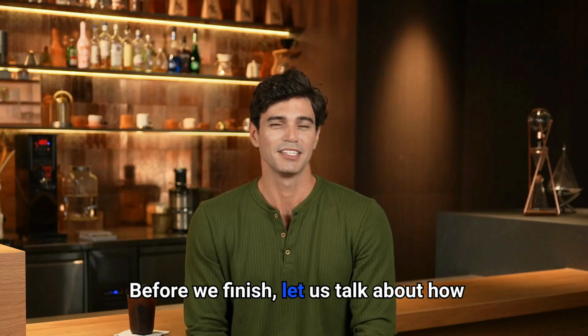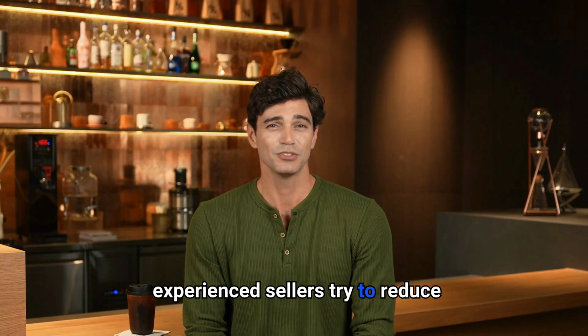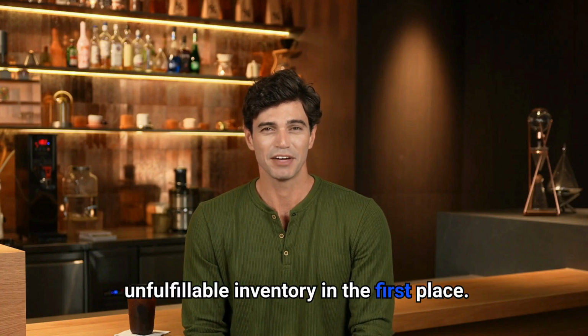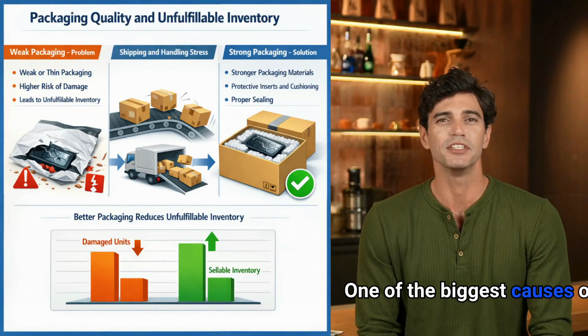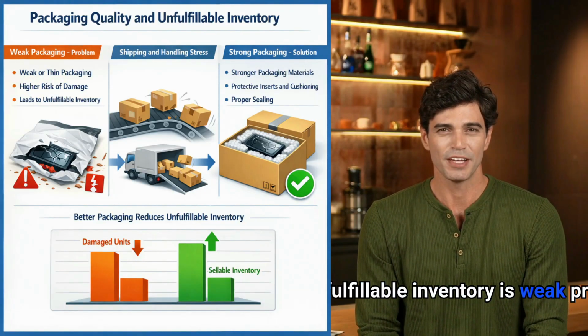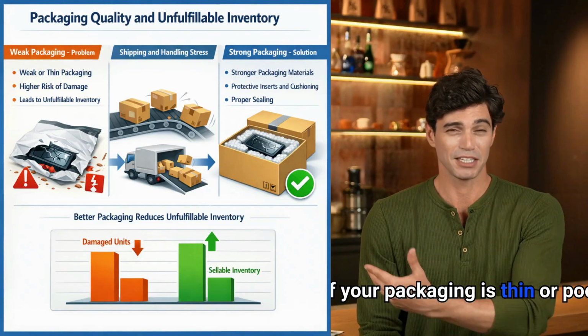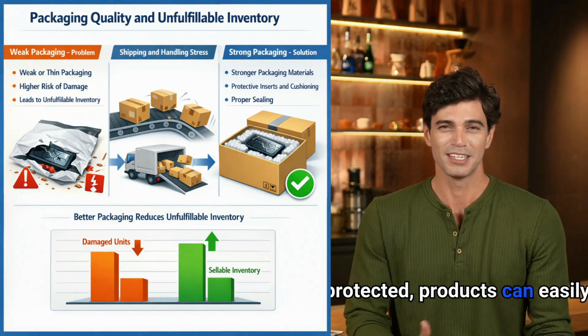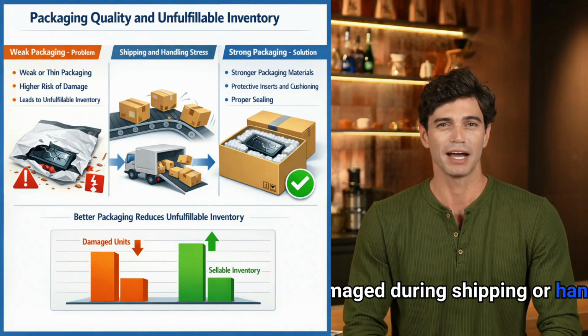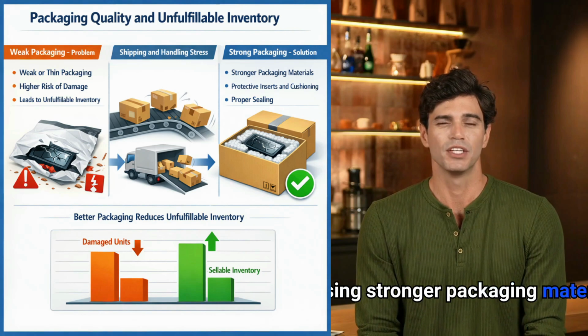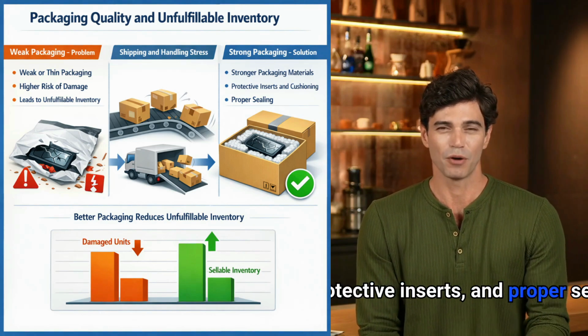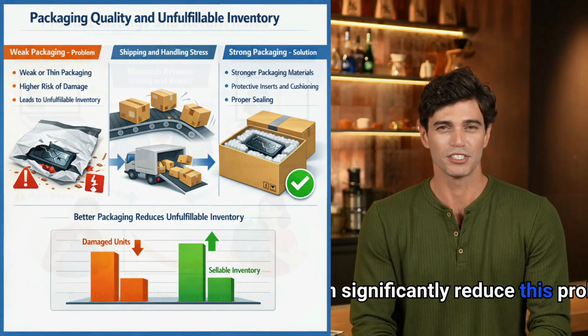Before we finish, let us talk about how experienced sellers try to reduce unfulfillable inventory in the first place. One of the biggest causes of unfulfillable inventory is weak product packaging. If your packaging is thin or poorly protected, products can easily be damaged during shipping or handling. Using stronger packaging materials, protective inserts, and proper sealing can significantly reduce this problem.